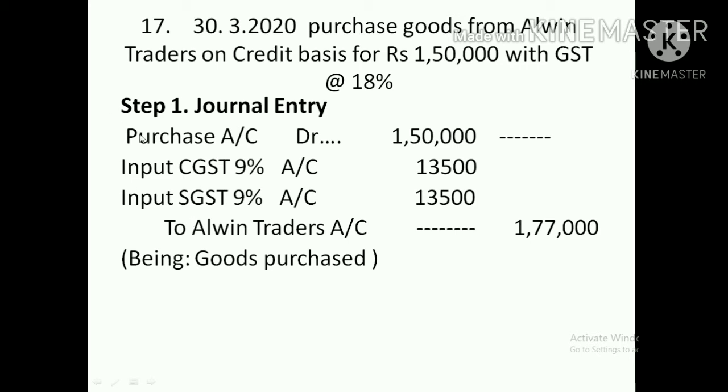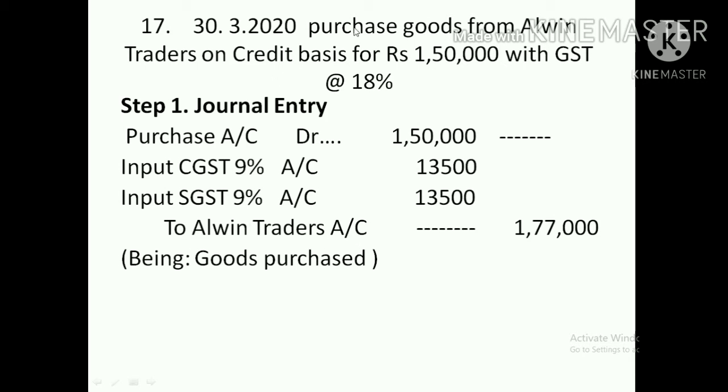So with that concept, I am passing the entry here. See here, the purchase account, I purchased 1,50,000 along with 18% as GST. 18% is GST. I'm assuming that it is within the state, so this 18% should be divided into two parts: input CGST at 9%, equally divided, and input SGST at 9%. So along with SGST and CGST, I am purchasing the goods. Then the total value of goods supplied by Alvin Traders is 1,77,000 to the Alvin Traders account. I think you got the clarity.